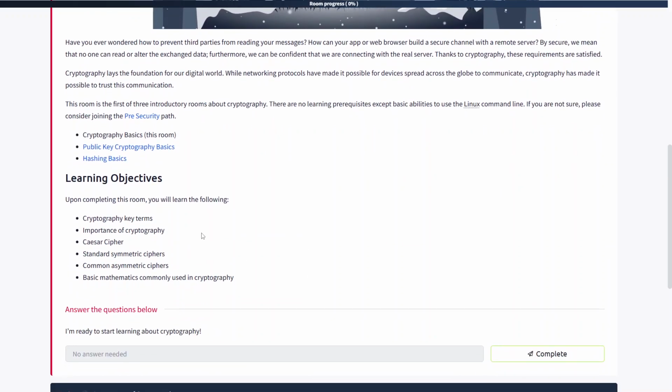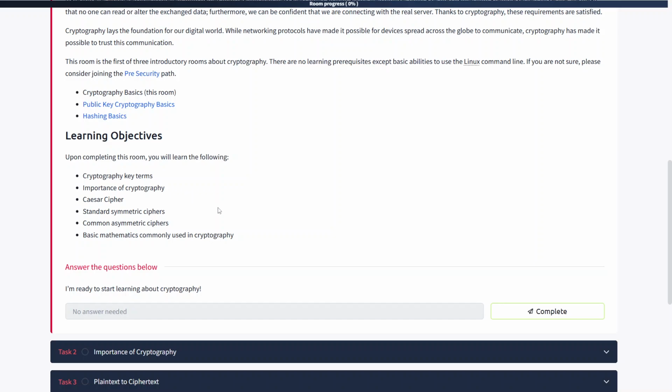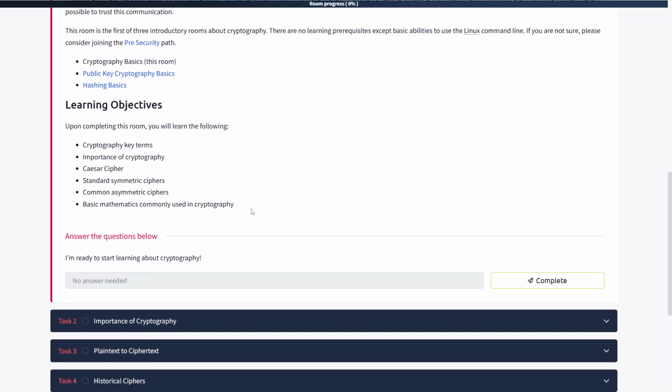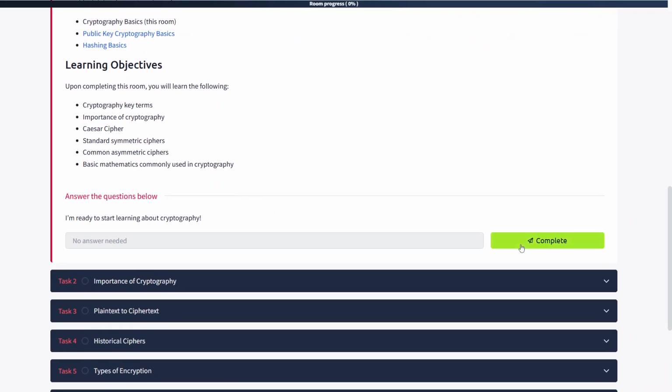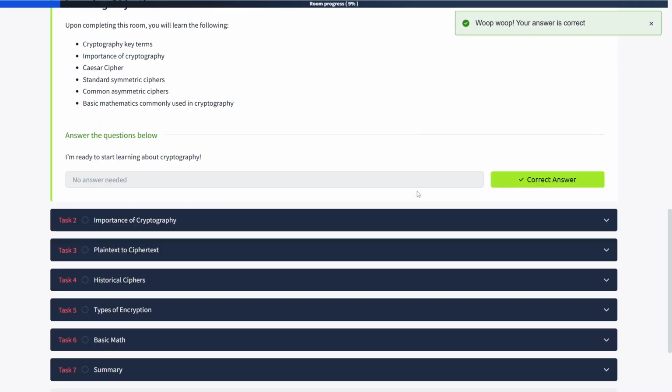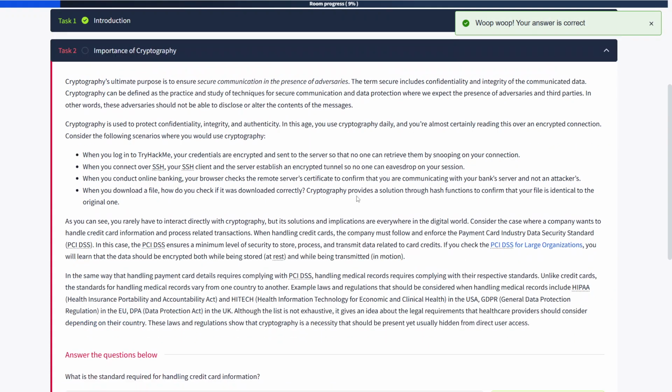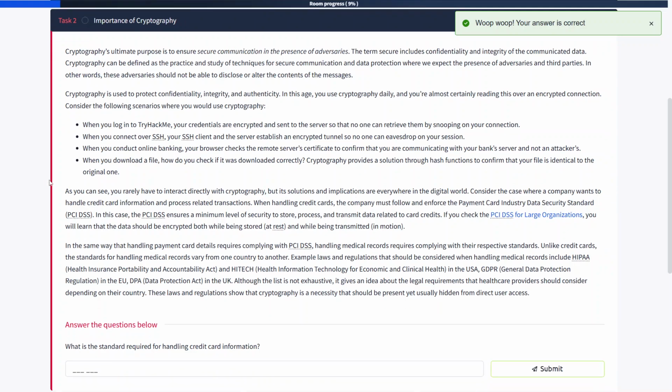Okay. Learning objectives. Upon completing this room, you will learn the following: cryptography key terms, importance of cryptography, Caesar cipher, standard symmetric ciphers, common asymmetric ciphers, and basic mathematics commonly used in cryptography. Okay, now let's move to task number 2, importance of cryptography.